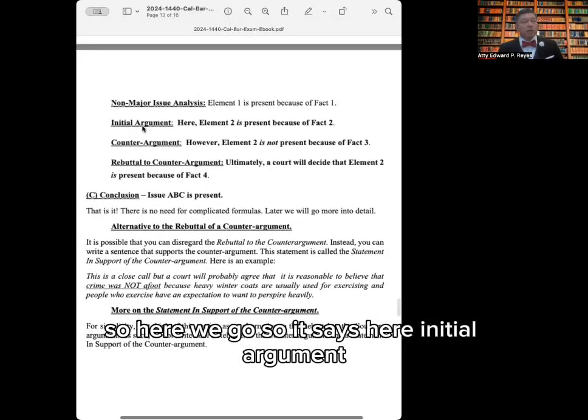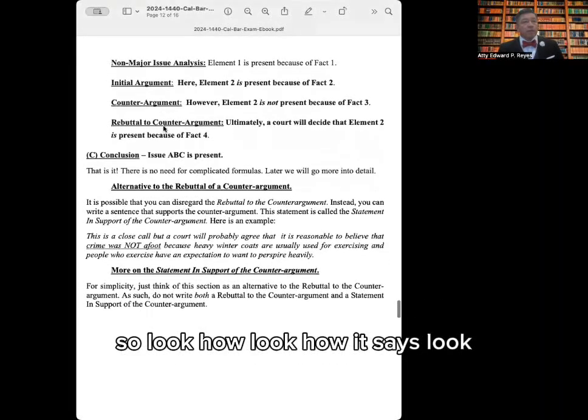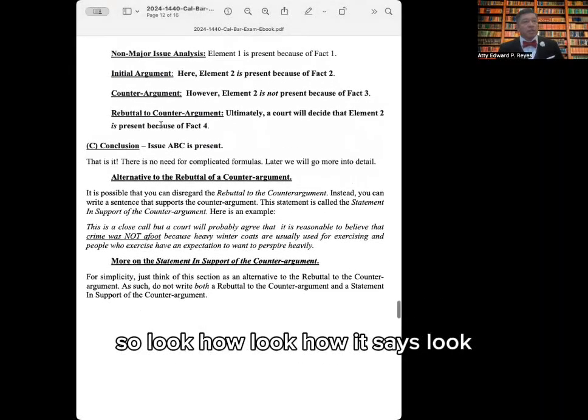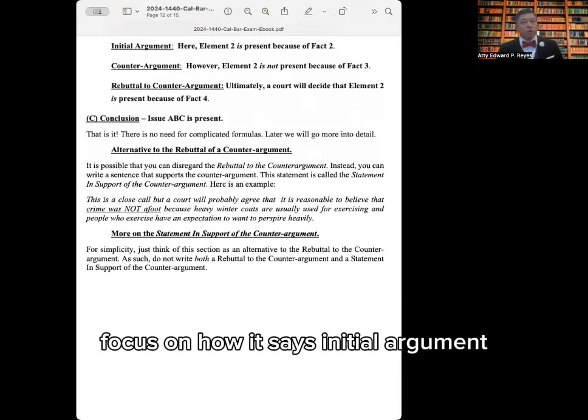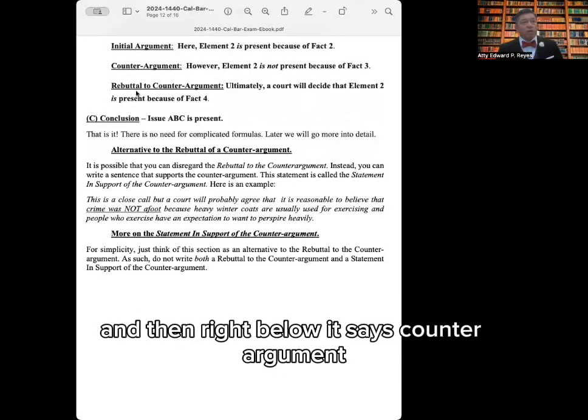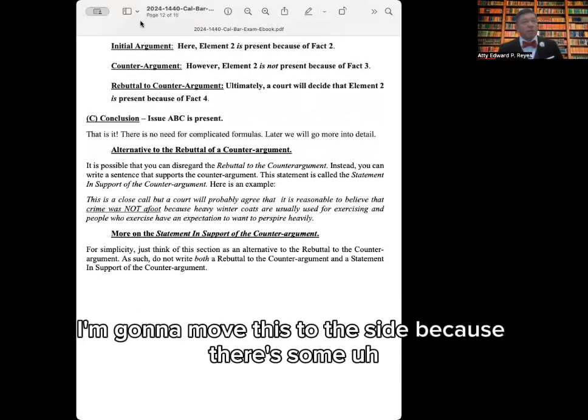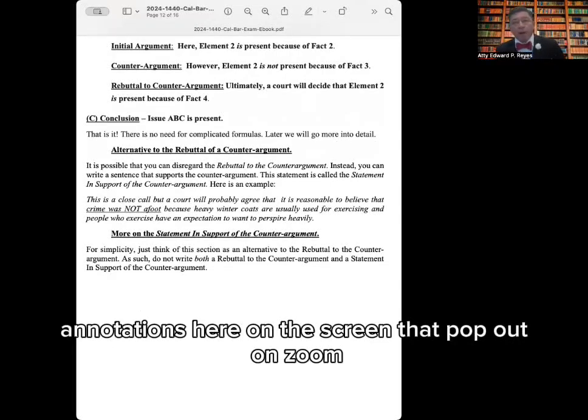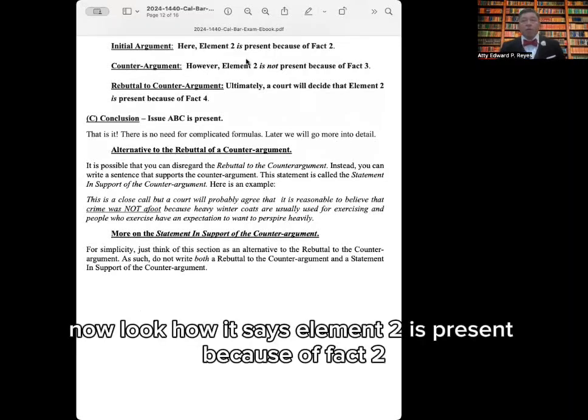So it says here initial argument. Focus on how it says initial argument, and then right below it says counter argument. You guys see that? I'm going to move this to the side because there are some annotations here on the screen that pop out on Zoom. Now, look how it says element two is present because of fact two.